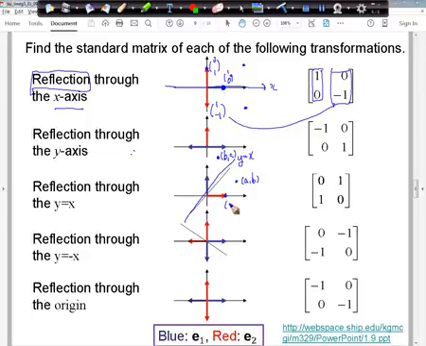Okay, so here we use the same trick. This is 1, 0, right? And we know it becomes this guy of 0, 1. Okay, so we get this, right? And this goes back to this exact point of 1, 0. Okay, so that's how we obtain this matrix that does this reflection through y equals x.